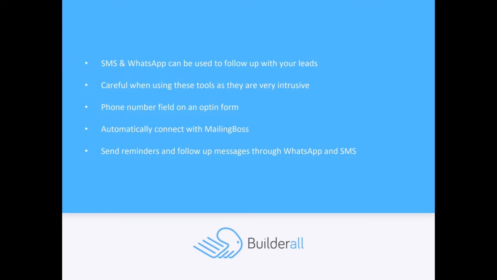Using MailingBoss, you can set a phone number field on an opt-in form. You can automatically transfer these phone numbers into the WhatsApp and SMS tools inside Builderall, automatically following up with the leads once they put their details in. If someone signs up for a webinar or signs up on one of your opt-in forms, you can send reminders for the webinar and follow-up messages through WhatsApp and SMS.